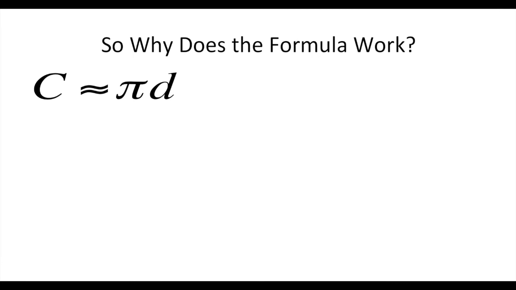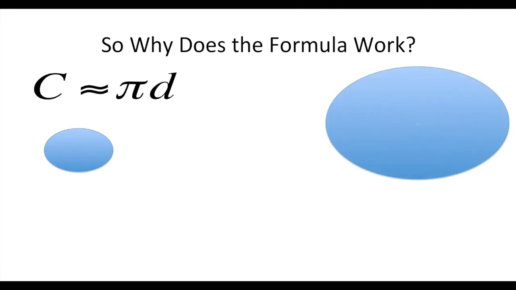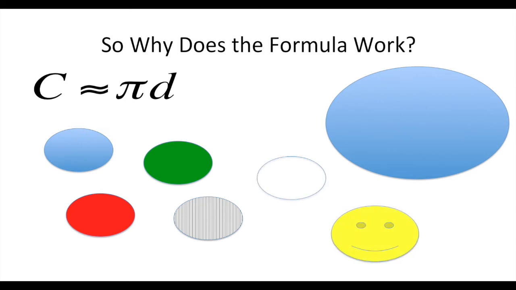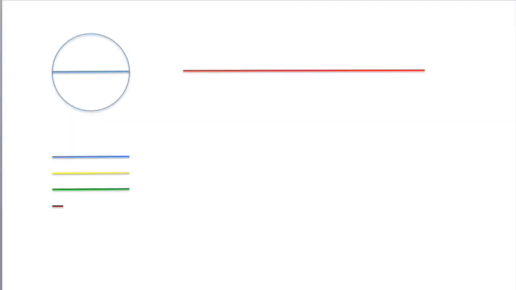Now, the important thing to ask with any formula is, why does the formula actually work? So if I take a circle, a small circle, or if I take a big circle, a green one, a red circle, a circle with the vertical lines, a circle with nothing inside of it, or a circle with a smiley face in it, the same thing will always happen. Now, if we look at this circle, notice how I have a line going through the center of it, which represents the diameter.